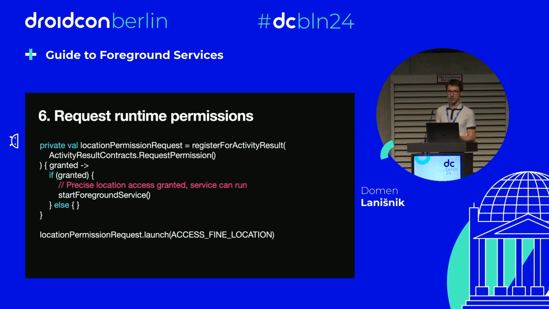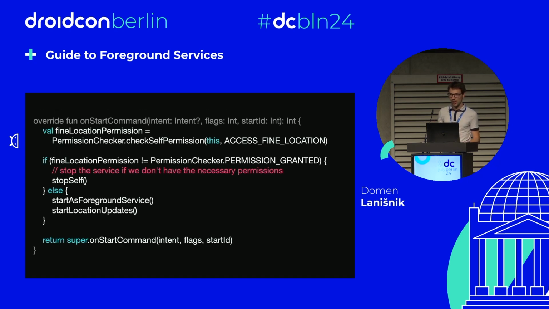This has changed with Android 14. Before, you could start the service and then actually request the permissions when you needed to access the location, but now you cannot actually start the service before you get the permissions. Okay, so yeah, we do this. It's also a good idea to check for the permissions inside the service before you call start foreground. And if the permission is not granted, then you can just stop the service because you will receive an exception either way.